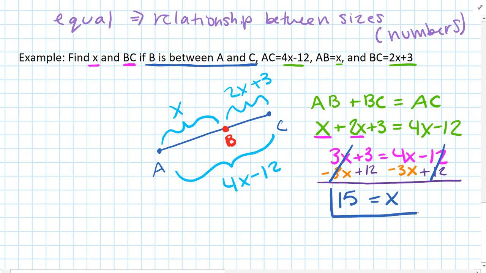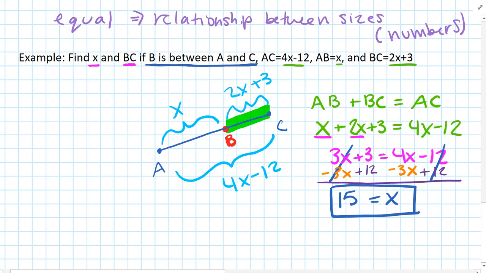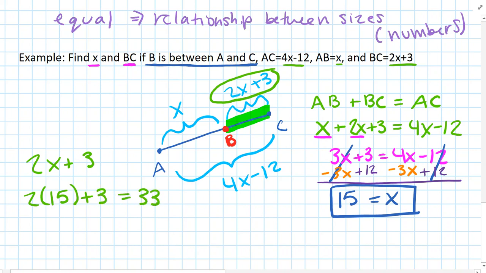So I've solved that first part. I know that x is equal to 15. And now I want to find BC, so I want to find this length right here. So now I'm going to plug in x, because I know that BC is equal to 2x plus 3. So I'm going to take my 2x plus 3, and substitute x for 15 and do 2 times 15 plus 3, which is 33, and this is equal to my measure of my segment BC.